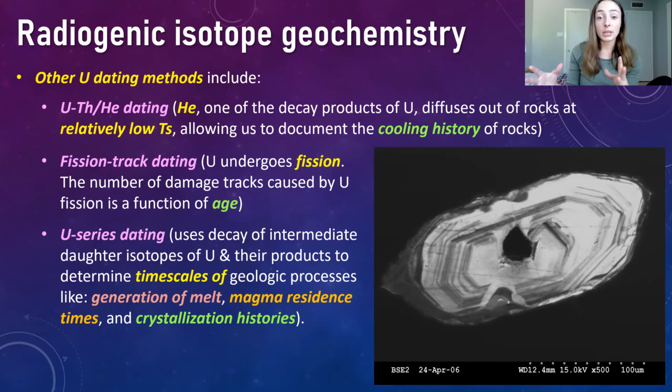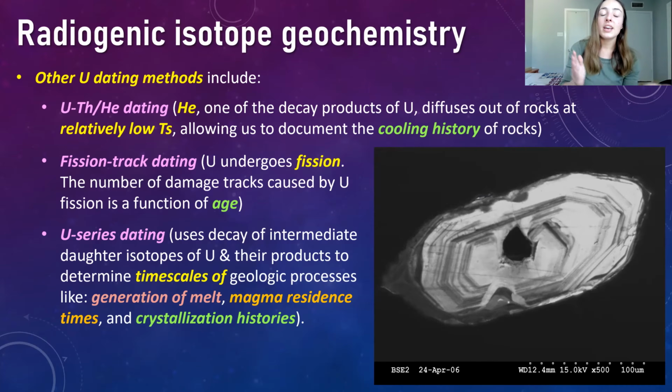But because there's so many other daughter products that then have their own decay products, we can also use the intermediates and their abundances in the rocks to understand more intricate processes that might have occurred in the magma and rock history, if that makes sense.